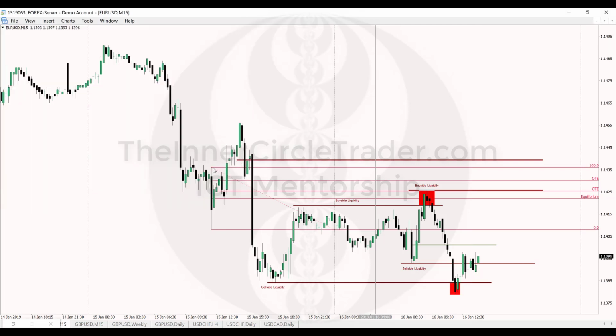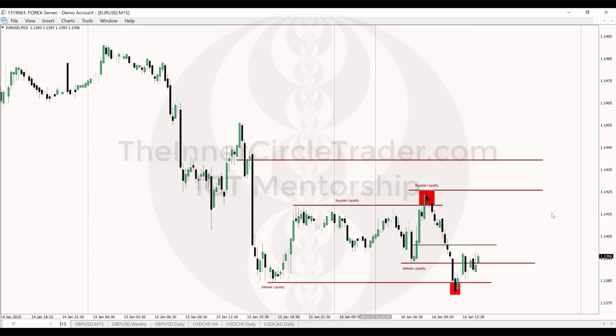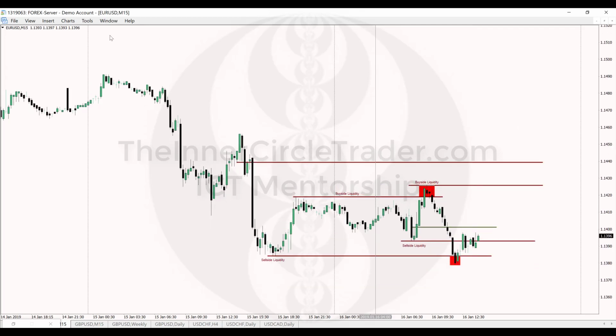Come back to that. So if we have a run on liquidity that is deeper, we'll look for a 10 to 30 pip sweep respective to this low, and that would put us here. So we're framing out our day.